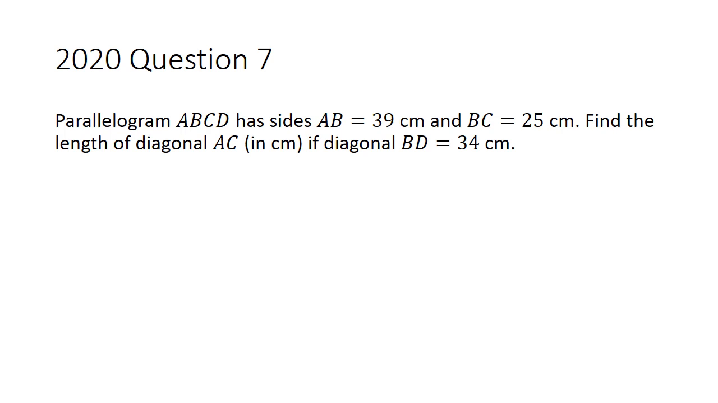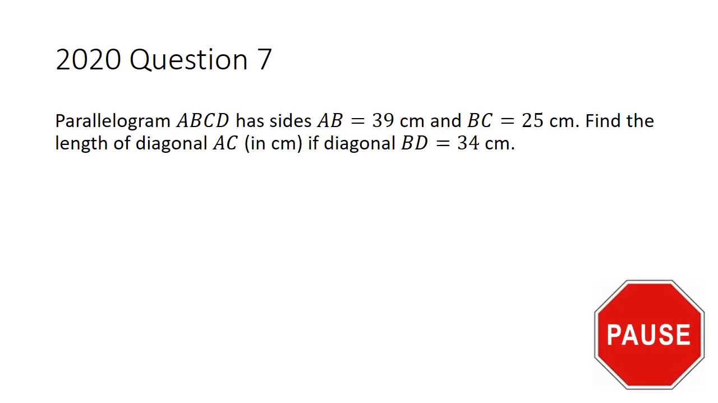Moving on to question 7. A parallelogram ABCD has sides AB equals 39 cm and BC equals 25 cm. Find the length of diagonal AC in cm if the diagonal BD is equal to 34 cm. Pause the video here and give this question a good try.